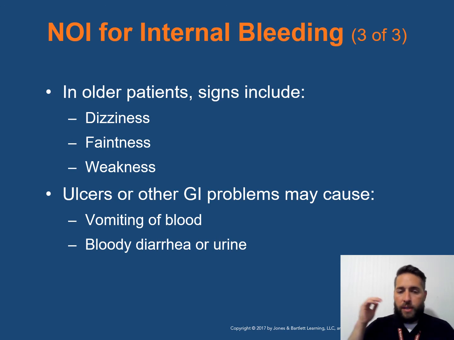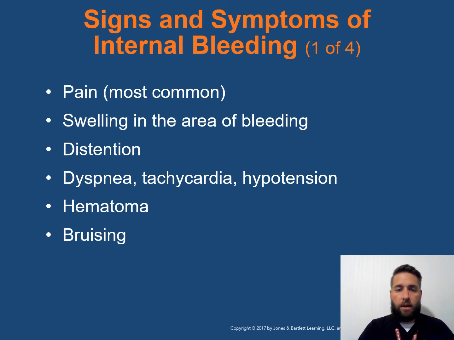And ulcers and GI problems, you can vomit blood, okay? Hematemesis is the name of it. And you can also have that bloody diarrhea or even bloody urine depending on where it's at. We can go on for days, talk about this. I'm trying not to bore you guys too much.